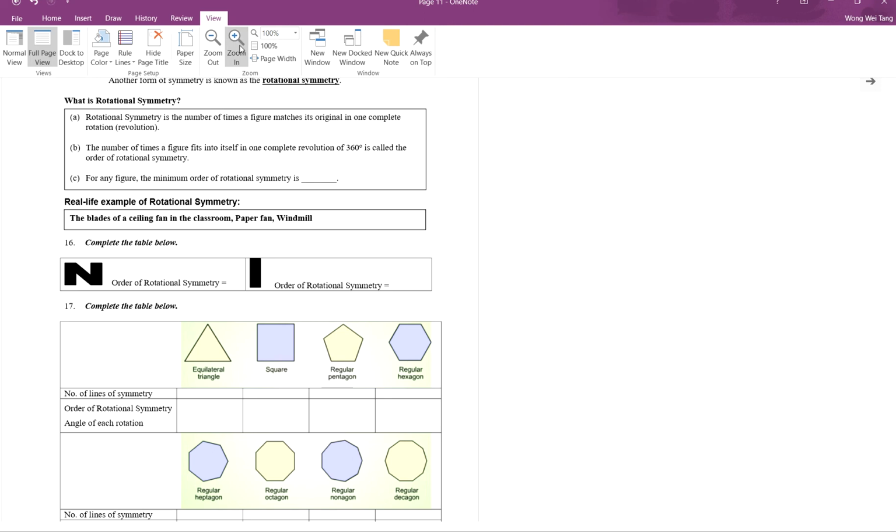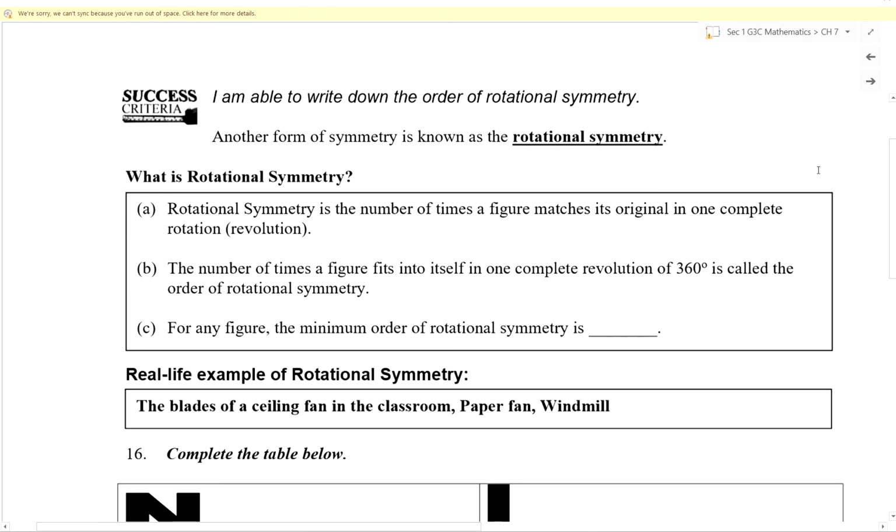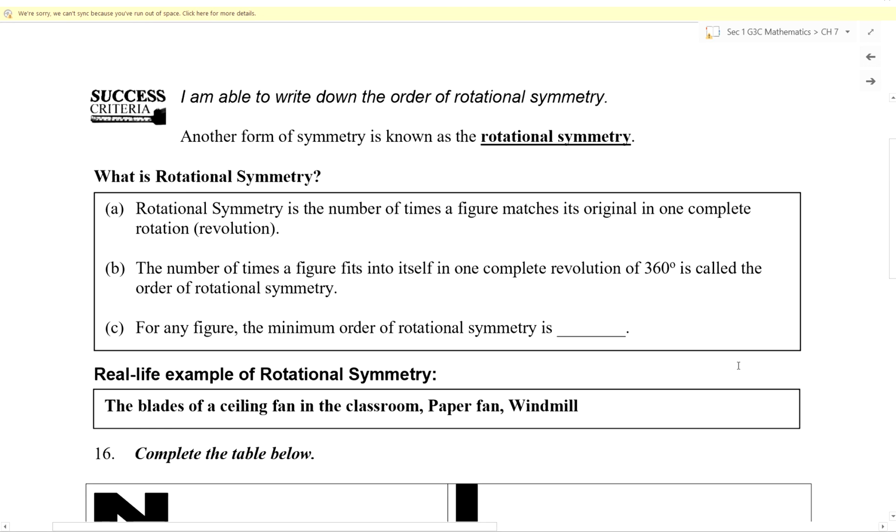Next up, we have rotational symmetry. Okay, I'm going to bore you with the words first. Rotational symmetry is the number of times a figure matches its original in one complete cycle. Can you understand? Who can understand? Very difficult, huh? So I will show you on the board.